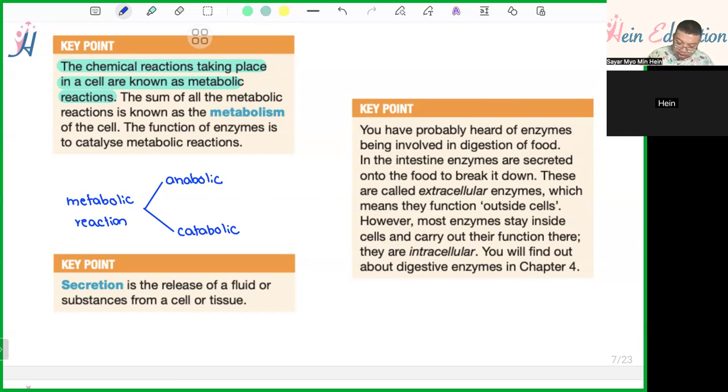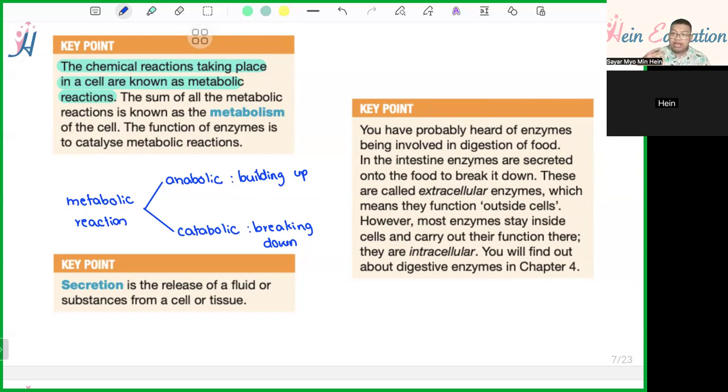Catabolic means breaking down, meaning that they break down large molecules into small molecules. Anabolic means building up, meaning that in the anabolic reaction, they build up from small molecules to become a large molecule. An example would be when glucose molecules combine together and form a large carbohydrate. That would be anabolic. As for catabolic, it's like when we eat rice or starch and they get broken down into smaller units, which is known as the catabolic reaction.